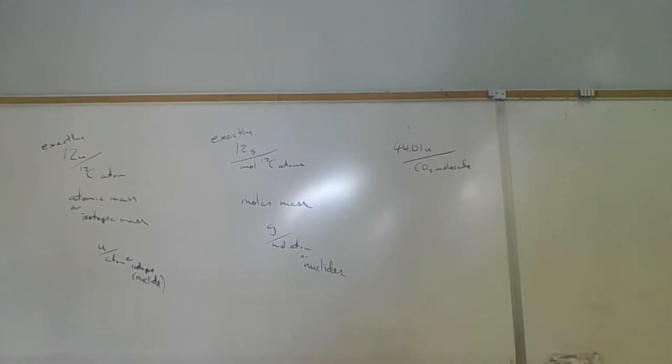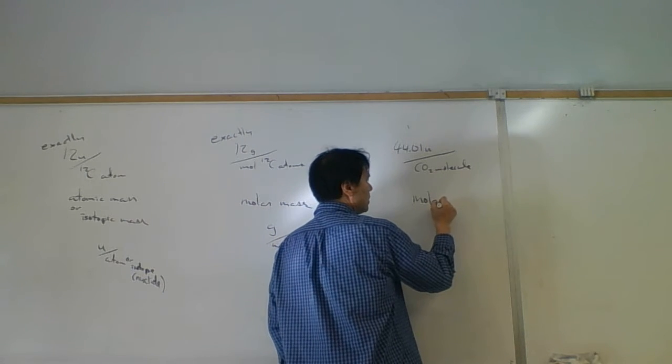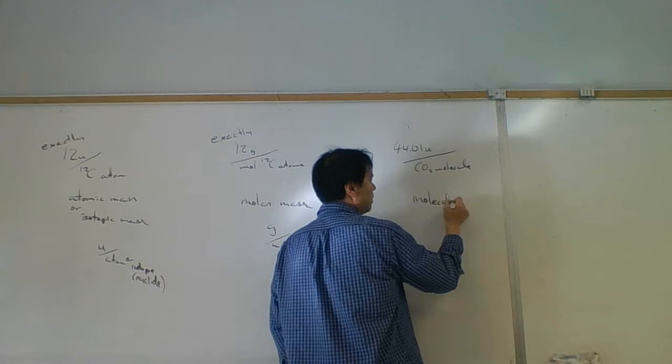I should call this the... what? Well, atomic mass would, if I just had a single atom, but this is not a single atom. This is one carbon and two oxygens put together. What would we call this? Yeah, molecular mass. The molecular mass is the mass of an individual molecule.